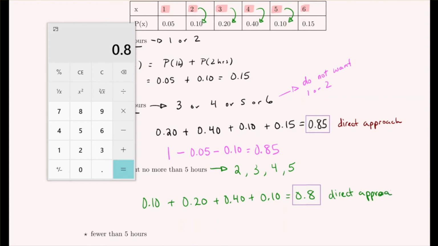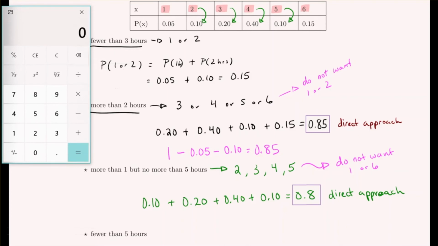But in writing that, I realized that what they asked for actually has almost all the possibilities. What are the only things that we do not want in this case? We do not want a 1 or a 6. So alternatively, a second way to solve this problem would be to take 1, the total possibilities, and subtract out what we do not want, which is 0.5 probability for the 1, minus a 0.15 probability for the 6, and we get 0.8 as expected, either way. So remember, 2 different ways to solve it. Choose what makes sense to you.